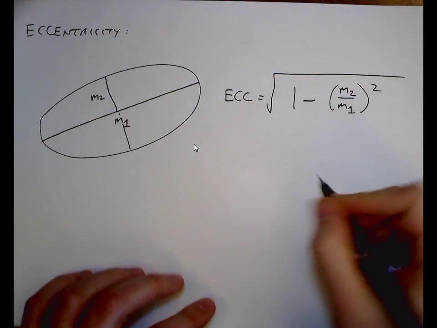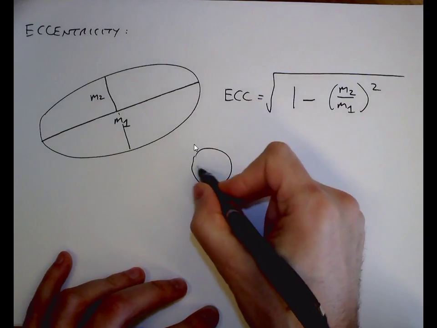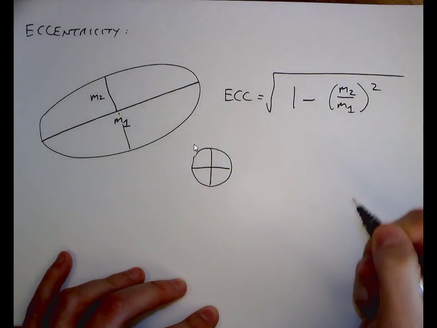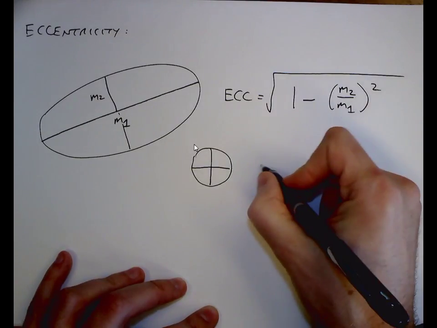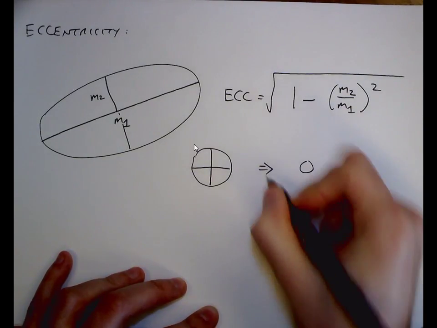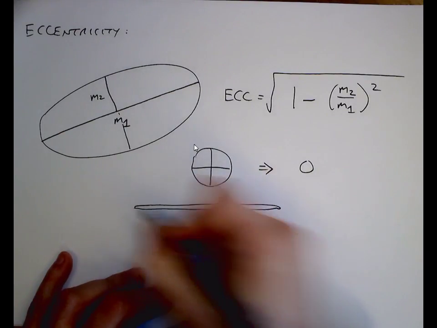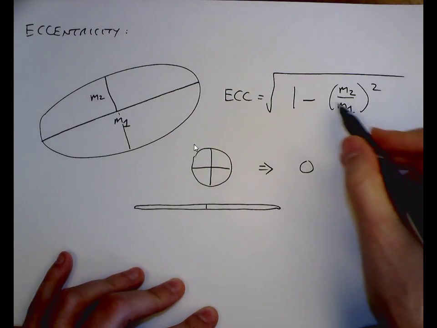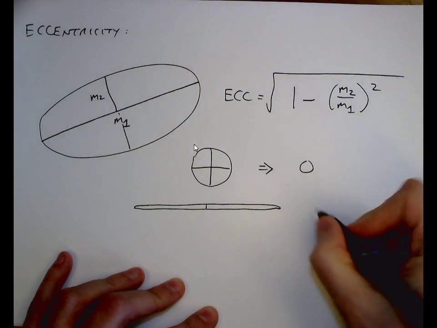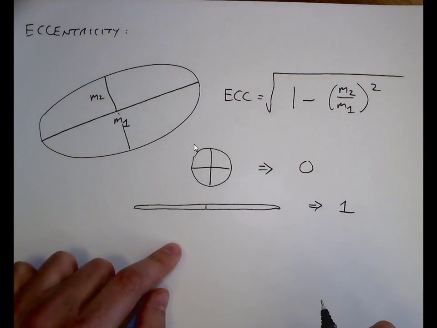So again, let's think about a circle. A circle would have major axis and minor axis that are exactly the same. So M1 equals M2. This becomes 1. The whole thing becomes 0. So this thing has eccentricity 0. And then the worst case scenario, right, is something that is super skinny that has a huge major axis and a very small minor axis, in which case this number is almost 0 and the eccentricity is 1. So best case is a circle, worst case is like a super, super long skinny line.